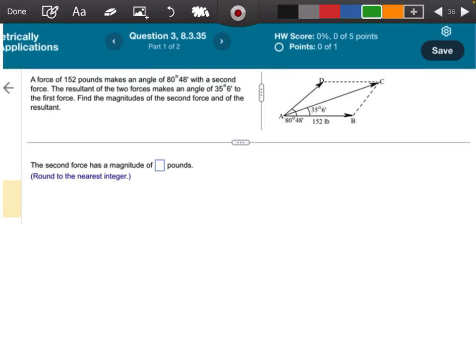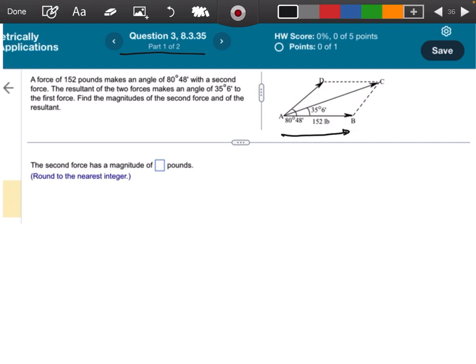All right, so everybody, this is question number 3 out of 8.3, and we're trying to see if we can figure out a couple of things here. It says, a force of 152 pounds makes an angle of 80 degrees 48 minutes with a second force. The resultant of the two forces makes an angle of 35 degrees 6 minutes to the first one. Find the magnitudes of the second and of the resultant.